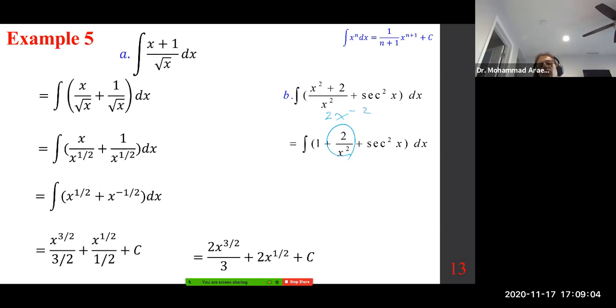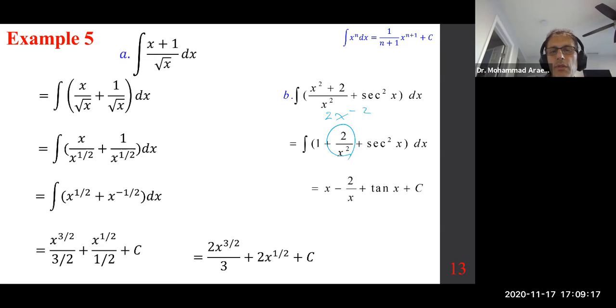x to the power of negative 2, divide by negative 2 plus 1, okay, and then x to the power of negative 2 plus 1. It's been done. Secant squared, I hope you know it's tan x and a constant. So this one goes from here to here. We have done that a couple of times. Make sure you can find it in your notes. Okay, everybody, make sure you can find it in your notes. Okay.